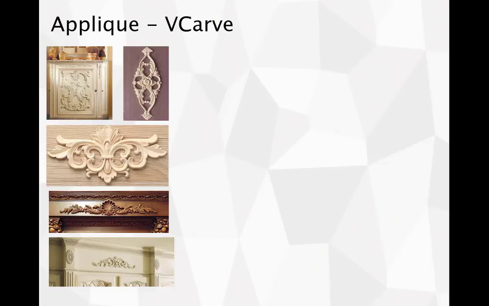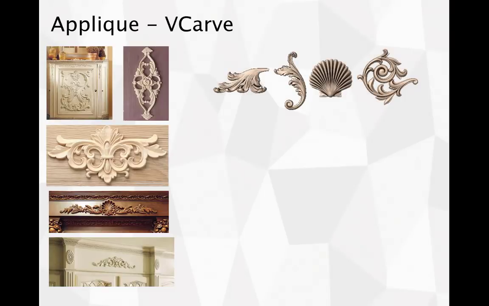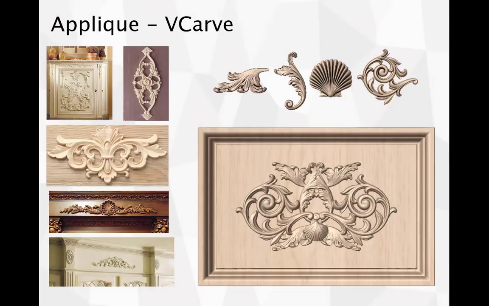So let's have a go at creating our own applique example in VCarve. Using the free clipart that comes with VCarve, we're going to pull out some key parts, so 4 different pieces of clipart. We're going to look at assembling them within various mirror modes to create a finished unique composition that we could then simply apply to something like a cabinet door. So let's go into VCarve and we'll look at recreating this.